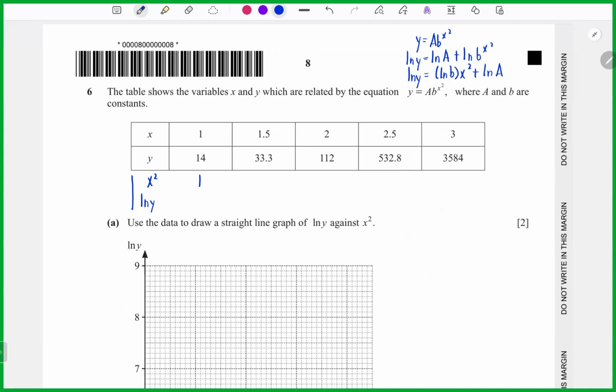So 1, then you can take 1.5 squared, which is 2.25. Then 2.5 squared is 6.25. Here is 9. Okay, and the ln y is 14.